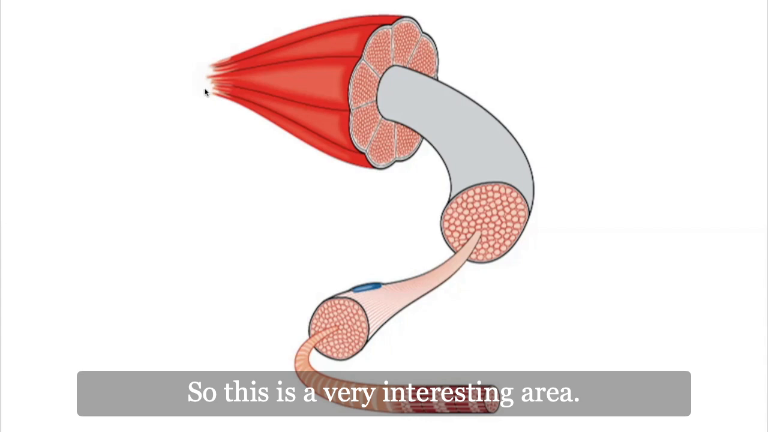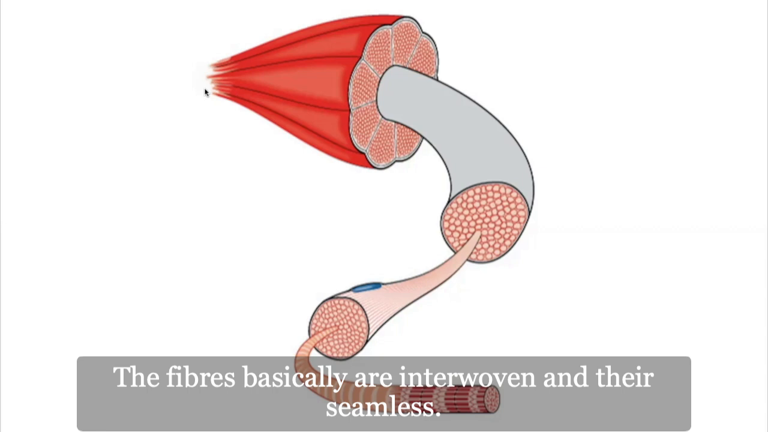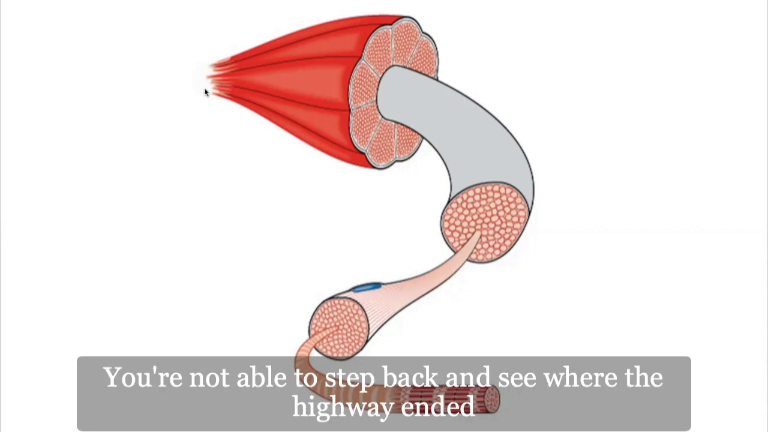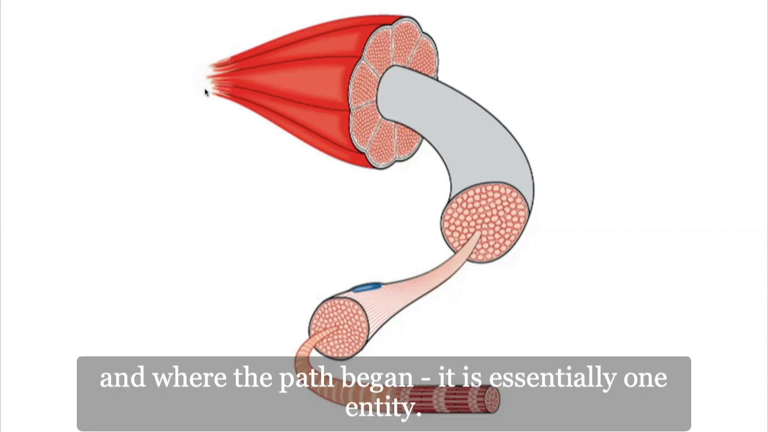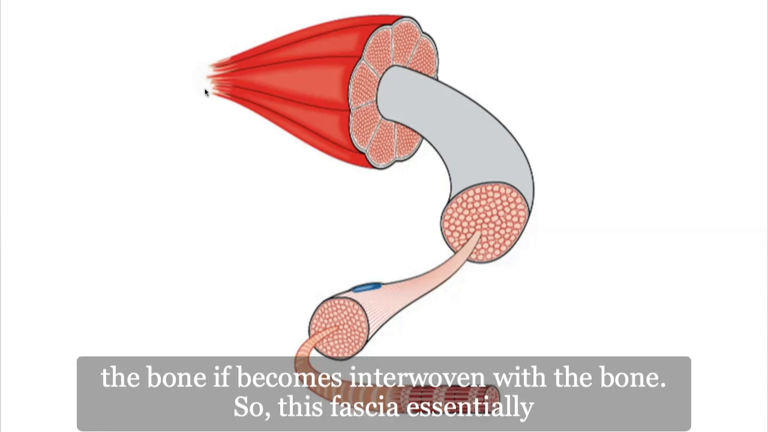So this is a very interesting area. There is no end of the muscle and the start of a tendon. The fibers basically are interwoven and they're seamless. So it's almost like a highway that breaks down and slowly becomes a path. You're not able to step back and see where the highway ended and where the path began. It is essentially one entity. And the tendon actually then becomes bone. So as it arrives at the bone, it becomes interwoven with the bone.